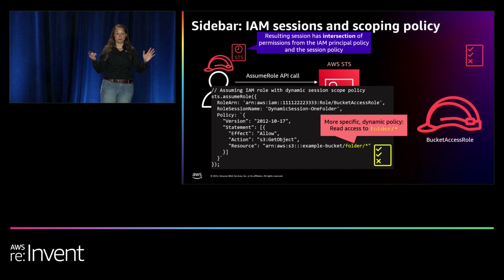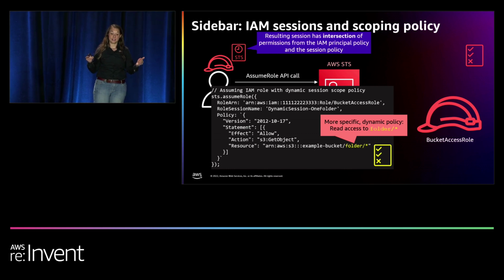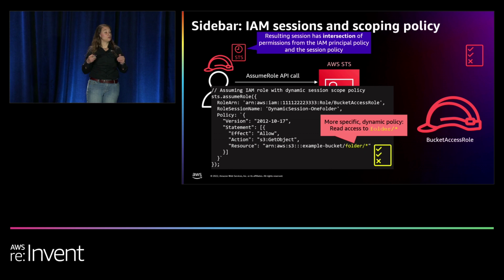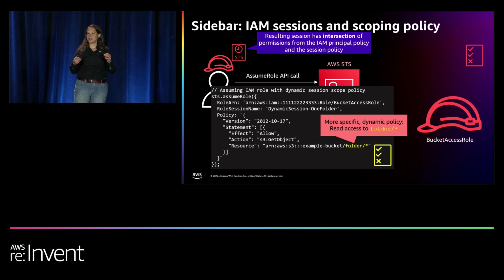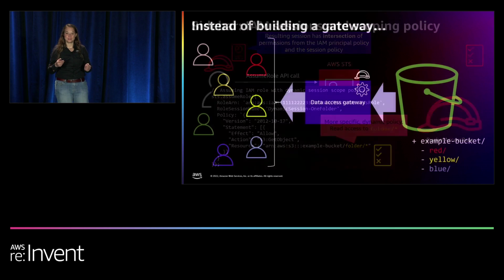They don't get full run of the bucket. They get object access to that folder prefix. Now this is a very powerful thing. If you can get in the middle of that assume role call, you can start making policy decisions and decide who gets what specific policy.